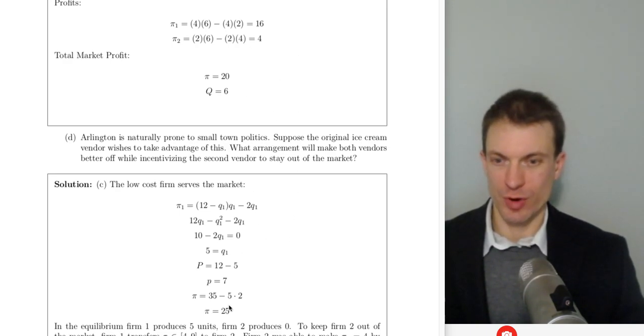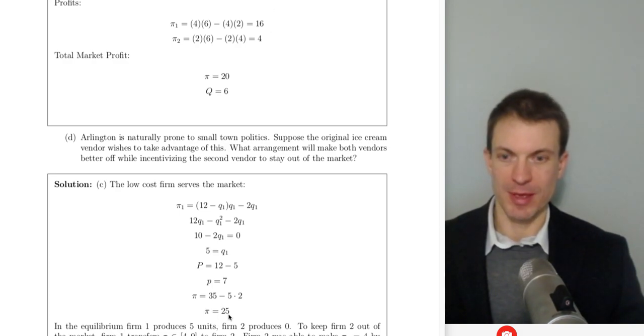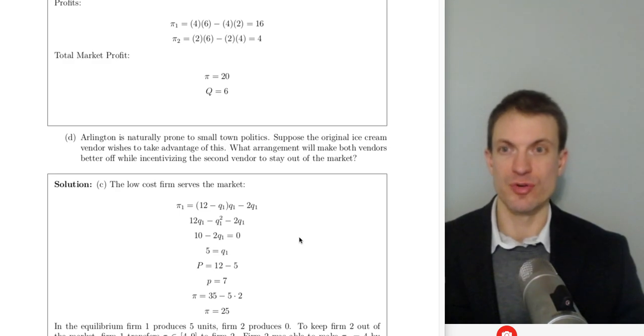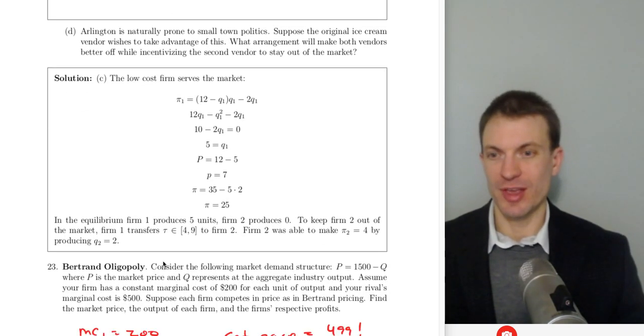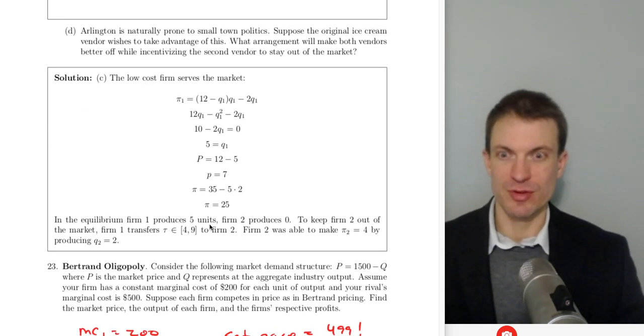Why? Because 25 is their monopoly profits minus 9 is 16. If they paid 10, then they'd be at profits as a monopoly and then paying 10 to buy the other firm, their profits would be 15, which would be lower than they'd get as a Cournot duopolist. So that's why I say in equilibrium, firm 1 would produce 5 units. That's the monopoly output. Firm 2 would produce nothing. They've been bought out by firm 1.